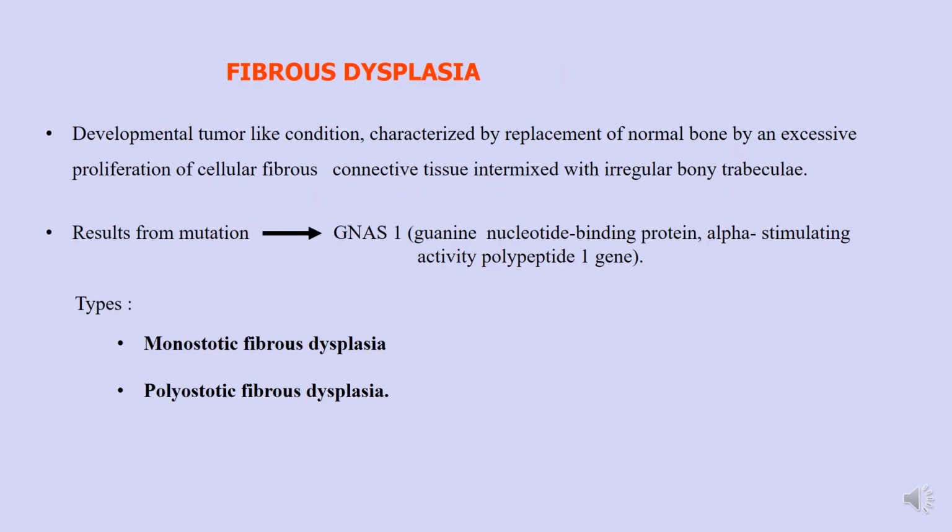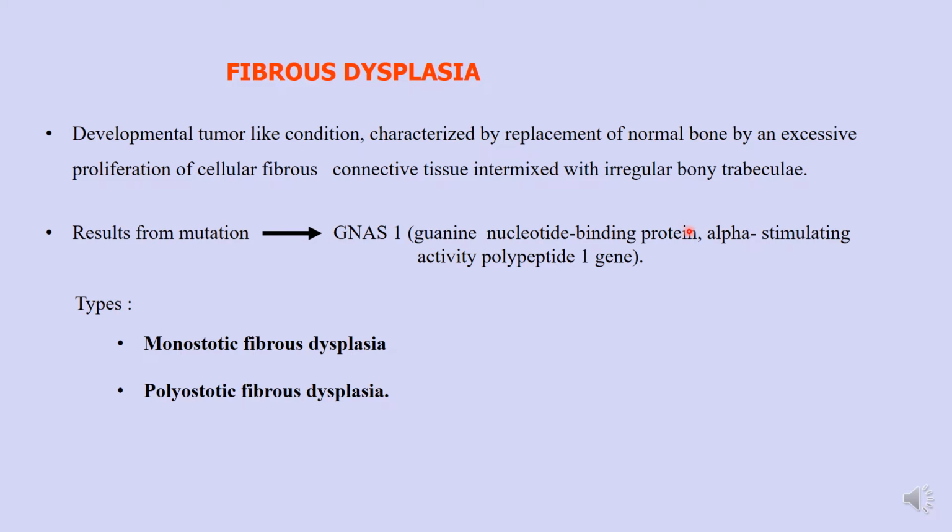Let's look further now. Number one, let's look at fibrous dysplasia. Fibrous dysplasia is a developmental tumor-like condition characterized by replacement of normal bone by an excessive proliferation of cellular fibrous connective tissue intermixed with irregular bony trabeculae. That is the same process as fibro-osseous lesion, right? This occurs because of a mutation in the GNAS gene, which leads to a defective protein: guanine nucleotide binding protein, alpha stimulating activity polypeptide 1. When this protein is defective, it leads to fibrous dysplasia.